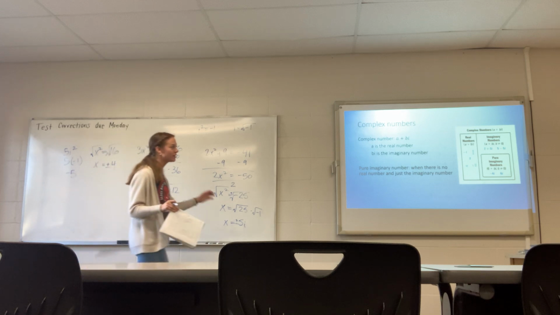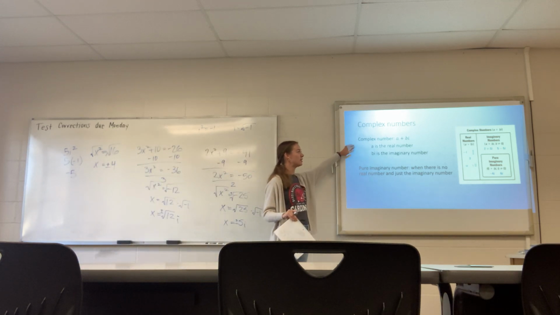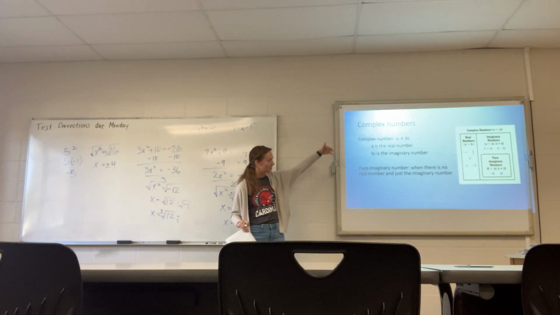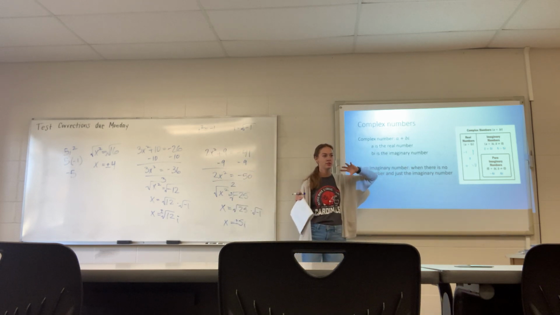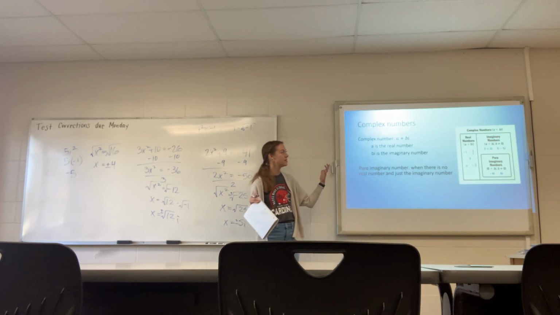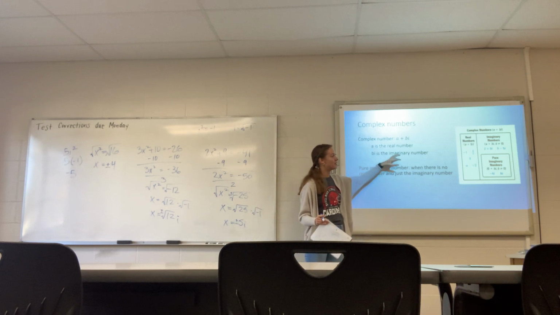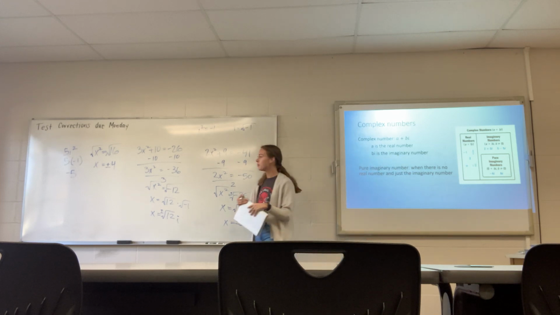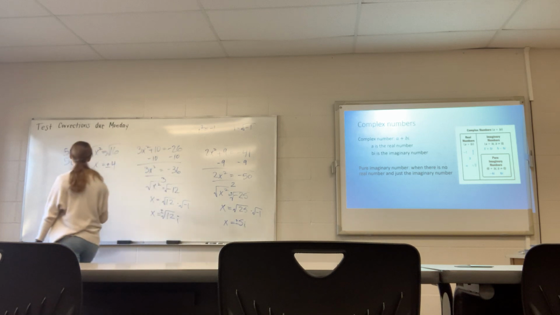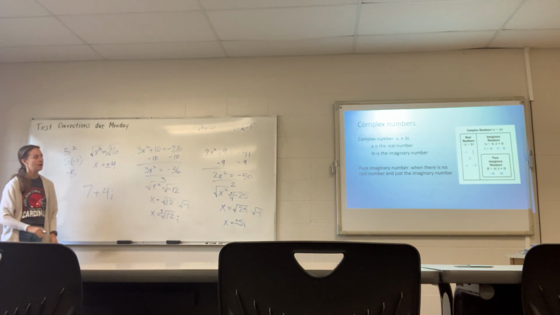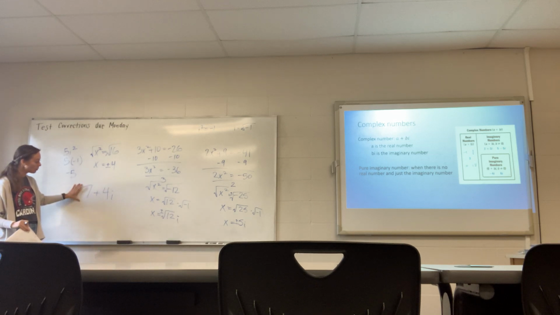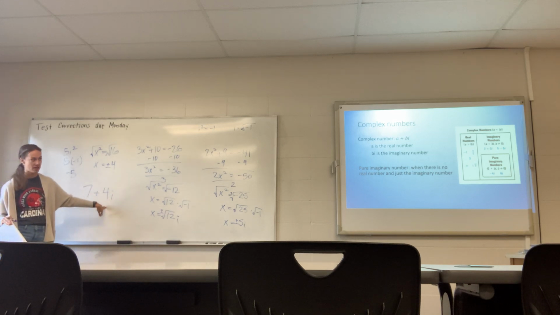All right, so complex numbers, what these are, they're numbers that take on the form a plus bi. So a is our real number, the number without the i's, and then the bi is the imaginary part. So an example of something would be 7 plus 4i. This is a complex number because you have a real part and you have an imaginary part, okay?